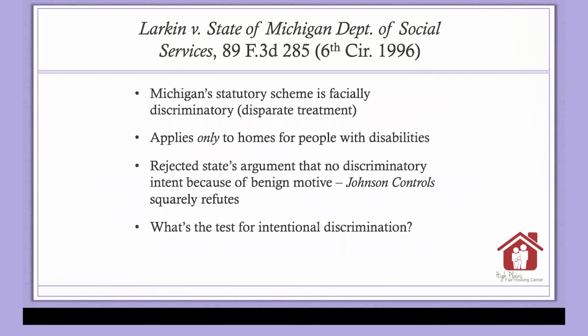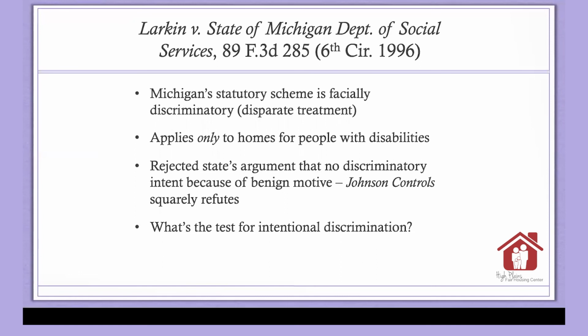Here, Michigan's statutory scheme required those two components: the notification, if there was an application for a license for an adult group home, and the spacing requirements that could allow for rejection. Those components of the statutory scheme are facially discriminatory. This is not a disparate impact claim. This is disparate treatment because it only applies to group homes for people with disabilities. It's on its face discriminatory because it treats people with disabilities differently.